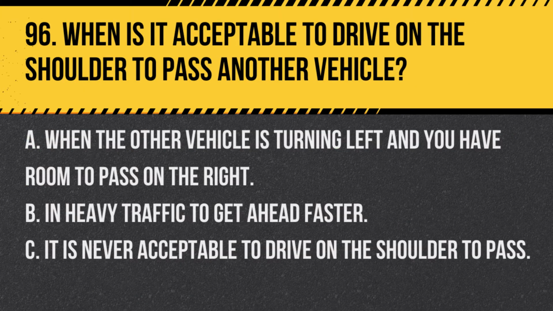Question 96. When is it acceptable to drive on the shoulder to pass another vehicle? A. When the other vehicle is turning left and you have room to pass on the right. B. In heavy traffic to get ahead faster. C. It is never acceptable to drive on the shoulder to pass.